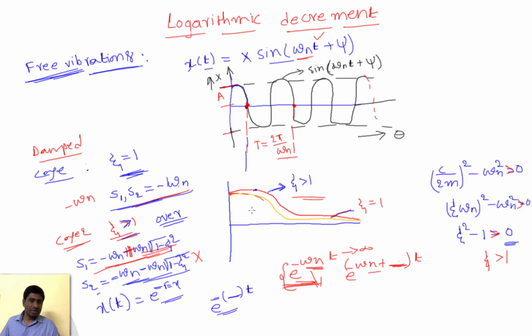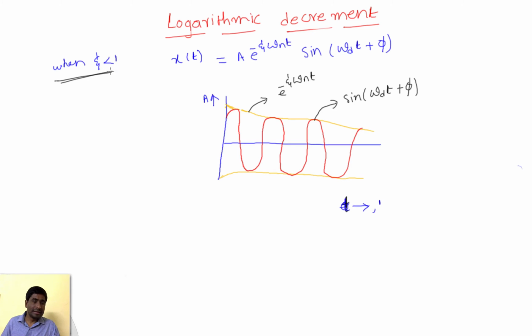Now we will take the third case. In the third case, xi is less than 1. When xi is less than 1, this is the solution. Here we have two terms: one is exponential and another one is harmonic, that is a sine function. First I will draw the exponential function. The exponential function goes like this as t increases. This is the t axis and this is the amplitude axis.